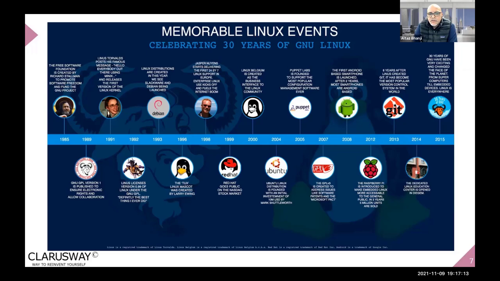And then if you look in 2012, you see Raspberry Pi was introduced, which was introduced to make embedded Linux more accessible. In fact, in just 3 years, 5 million units were sold. So it's really a mini computer running a version of Linux called Raspberry Pi OS. And we'll talk about embedded systems a little bit as well in a few slides. But you can see a lot has happened over the years with Linux.